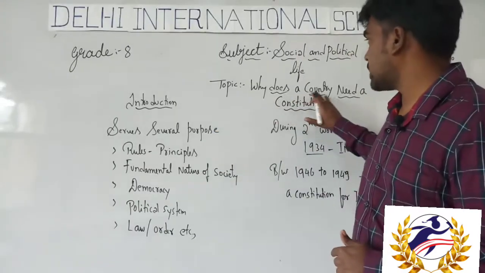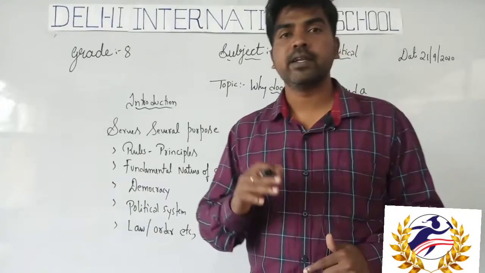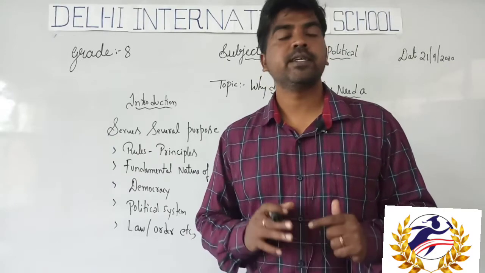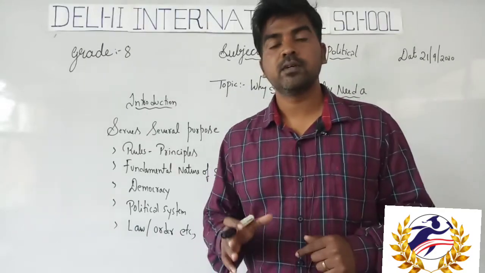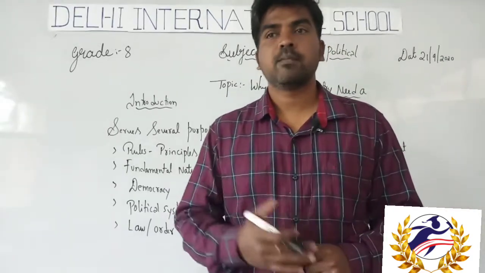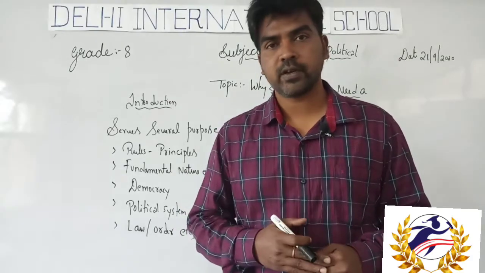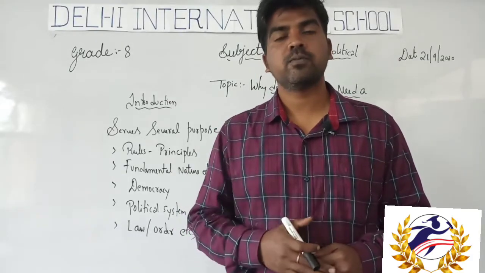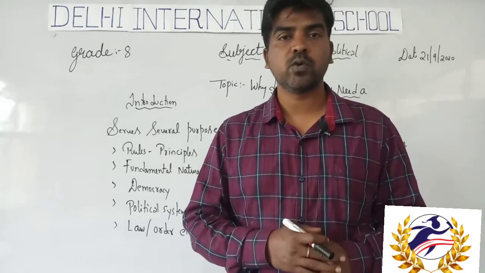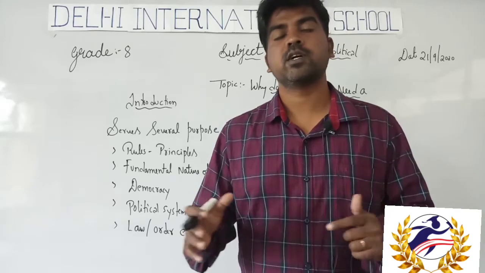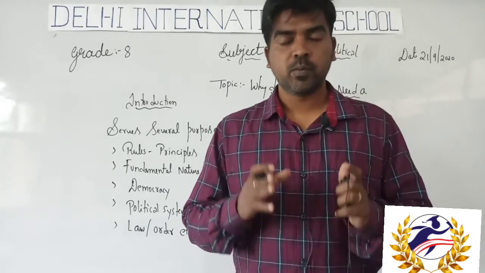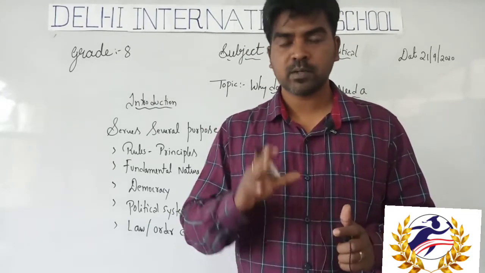So why does a country need a constitution? What will happen without a constitution? It is not possible to run a country without one. For example, at home and at school we have many rules and regulations. We should follow them, otherwise it is not possible to control or manage. That's why, to manage and control and to stay in a proper way, we need some rules and regulations.